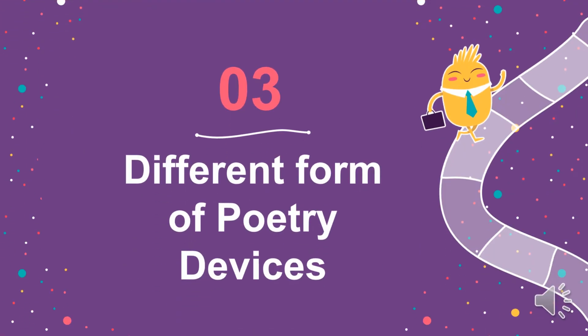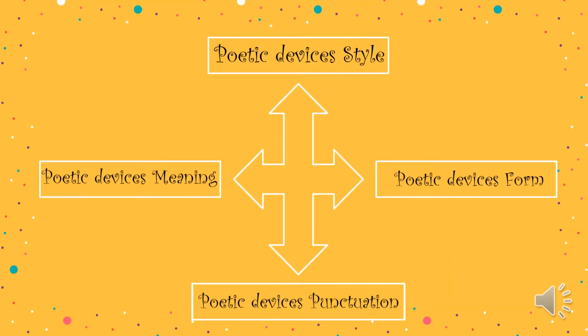Third, different forms of poetic devices. Poetic devices are divided into four forms. First, poetic devices style. Second, poetic devices meaning. Third, poetic devices form. And the last, poetic devices punctuation.